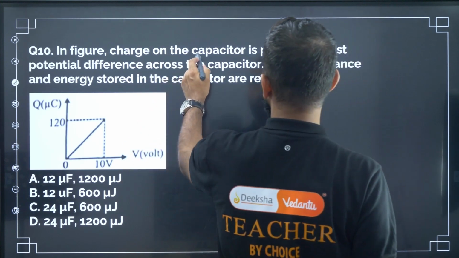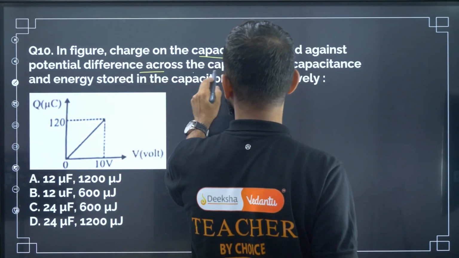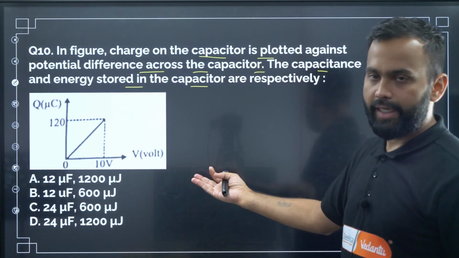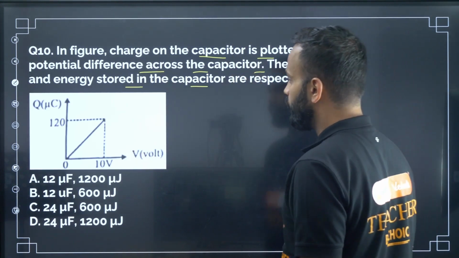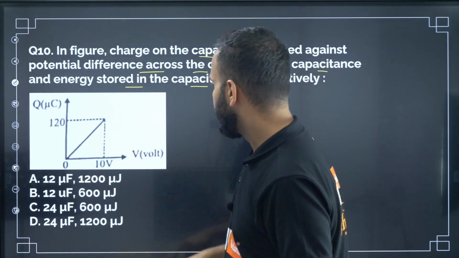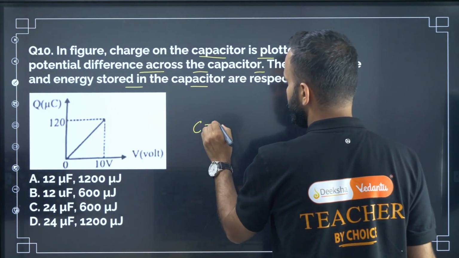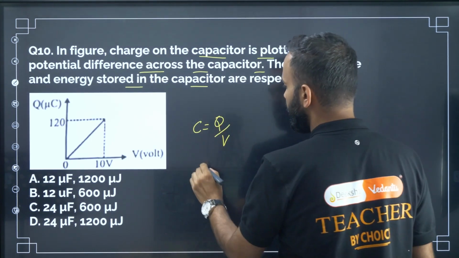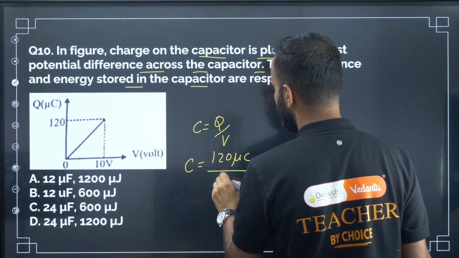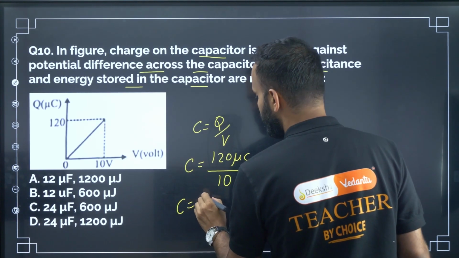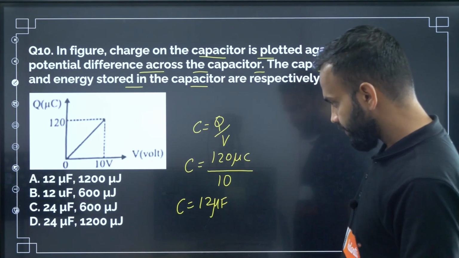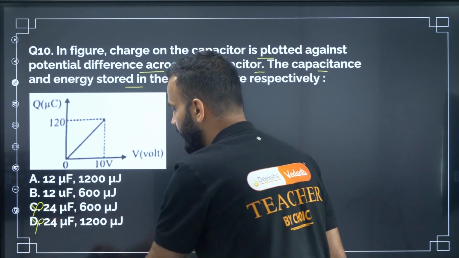In the figure, charge on the capacitor is plotted against potential difference across the capacitor. The capacitance and energy stored in the capacitor are respectively? Direct question, right? So here the charge and potential graph is given, and it is linear. We know that the capacitance C equal to Q divided by V. So C equal to the value of Q, 120 microcoulomb, divided by voltage 10 volt. So C equal to 12 microfarad. So options C and D are eliminated.